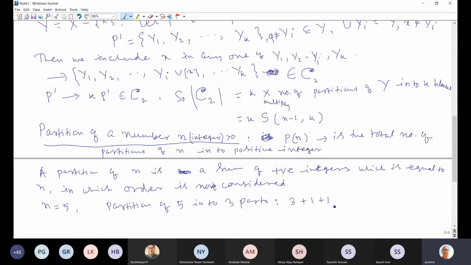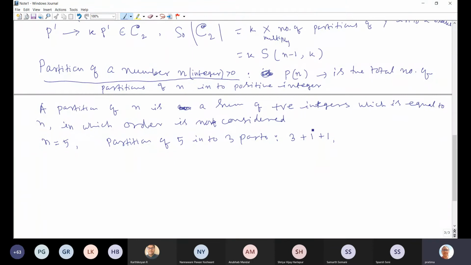This is one partition. The order we are not considering, which means we count 3 plus 1 plus 1, or 1 plus 3 plus 1, or 1 plus 1 plus 3, all as only one partition. Okay, this will be considered as one partition. You understand? So this ordering will not be counted. This will not be counted. All of these will be counted as the same, only one partition. That is what I mean when I say the order is not considered.